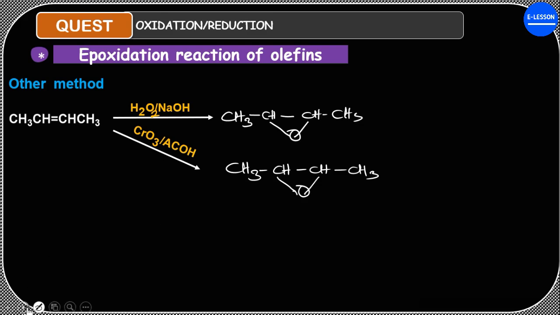Now let us look at the next one. So this is another method for actually epoxidizing alkene by using hydrogen peroxide in sodium hydroxide or chromic acid in acetic acid.